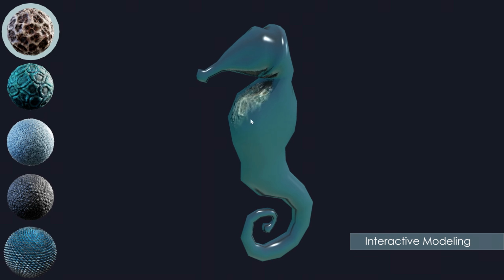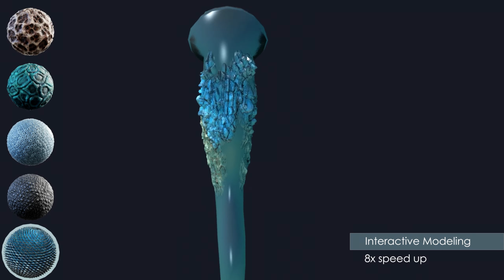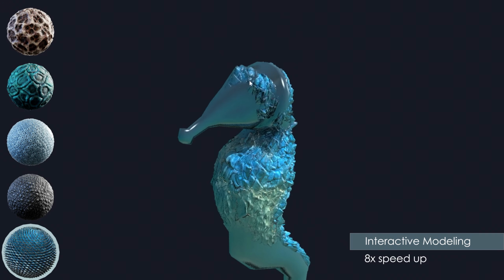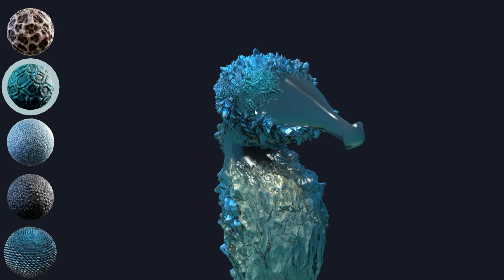This seahorse was modeled from scratch using our interactive editor with multiple displacement brushes. While sculpting, the model is fully ray traced with global illumination, diffuse reflections, environment maps, and soft shadows, providing valuable feedback to artists as they work.